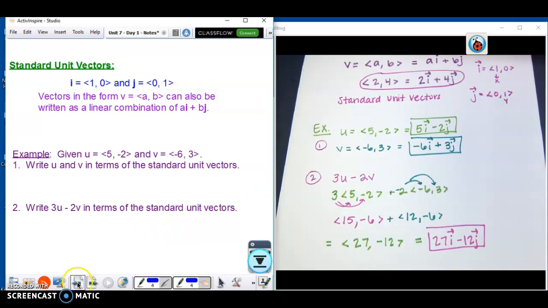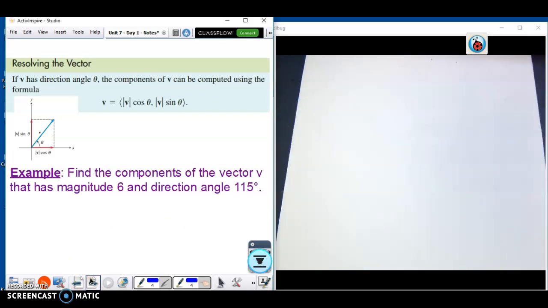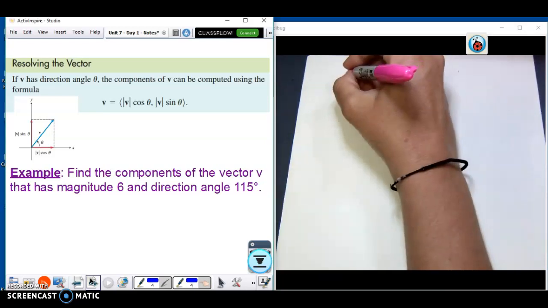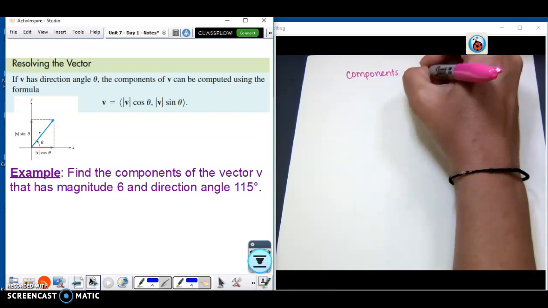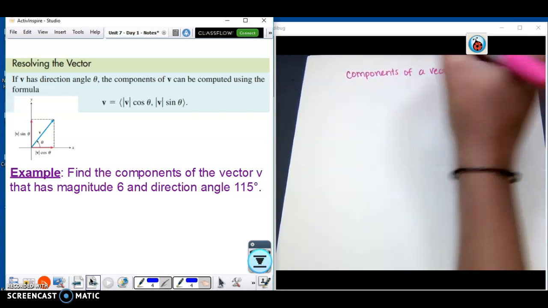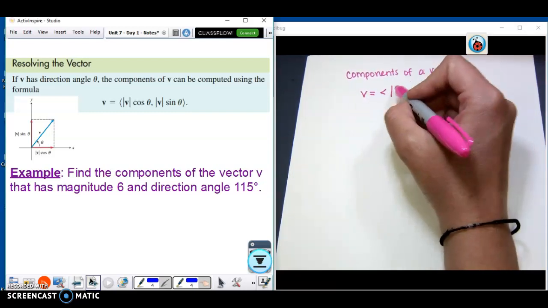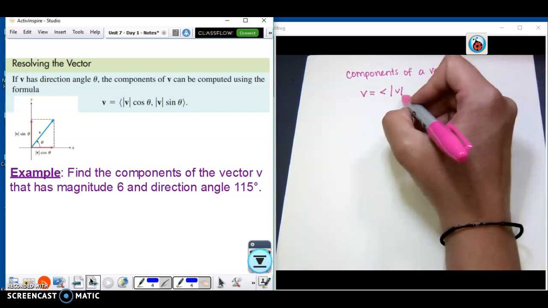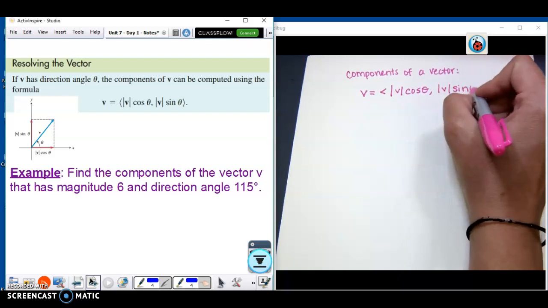Alright, so next we are looking at resolving the vector. So this is where it's going to bring back in our unit circle, which we will be getting back to. So if it asks you to do your components of a vector, most of the time it'll say write it in components. So components of a vector, to write the vector with components, you're going to do the magnitude of the vector, and then its cosine theta, comma, the magnitude of the vector sine theta.